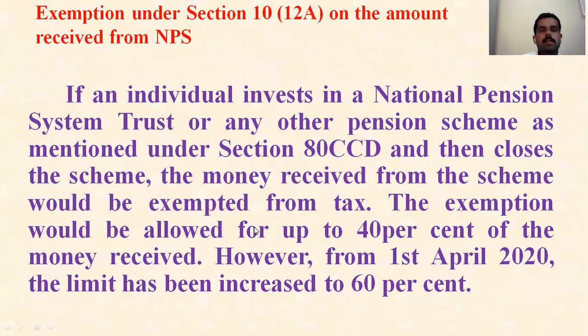The next exemption under section 10(12)(a) is on the amount received from NPS, the National Pension System trust or any other pension scheme as mentioned under section 80CCD, when the subscriber closes the scheme. The money received from the scheme would be exempted from tax. The exemption would be allowed for up to 40% of the money received. However, from 1st April 2020, the limit has been increased to 60% here. This is updated information. For an individual who invests in the National Pension Scheme, it will be a tax-free amount if they receive it from the scheme.